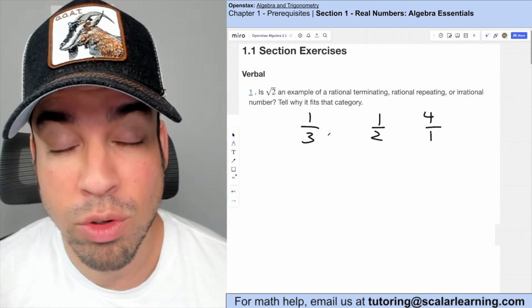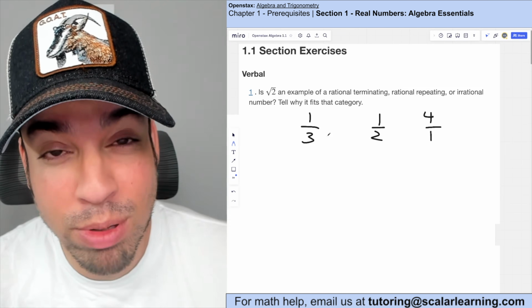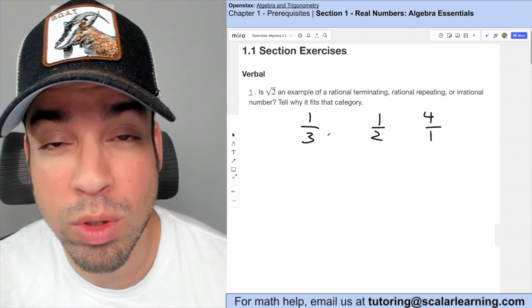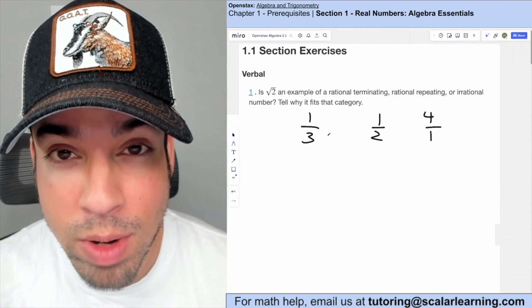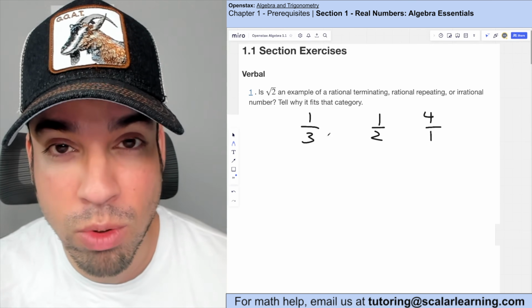It doesn't repeat. So again, when you think about somebody who's rational, you can kind of predict what they're going to do. Same thing with a rational number. You can kind of predict what the next number is going to be. With an irrational number, you cannot predict, therefore it is irrational.